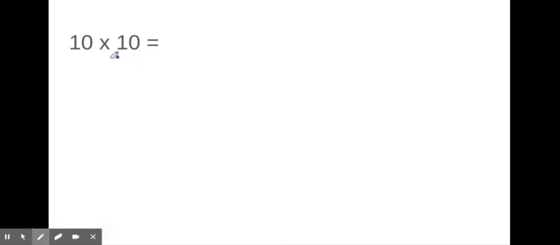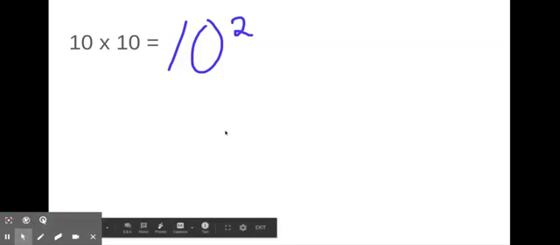So for an exponent, we see that we're multiplying tens, so we're going to write a big 10. I see that we have two tens being multiplied, so we're going to write a little 2 up to the side. This 10 is our base number. It tells us what number is being multiplied. This 2 is our exponent. It tells us how many times that 10 is being multiplied. So I have 10 with an exponent of 2. And I would read that 10 to the second power.